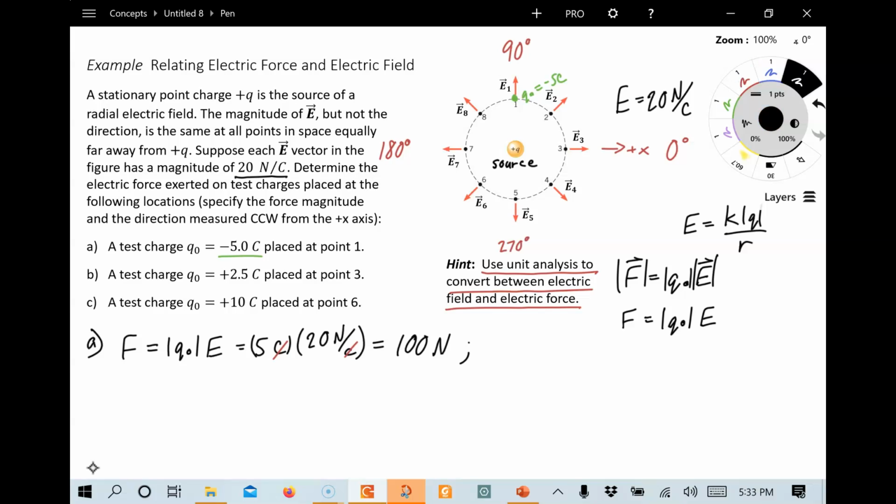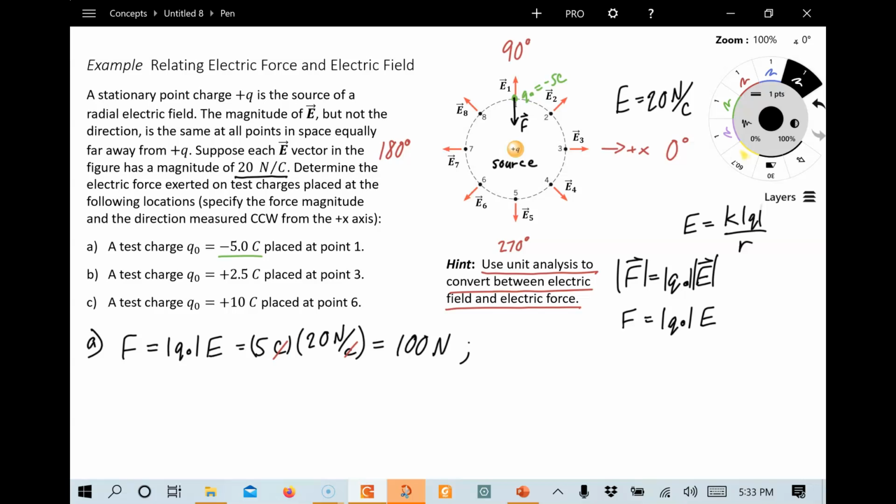Now if I draw the force vector that's acting on charge Q0 at point 1, we know that the source charge is going to attract it, right? It's a negative charge, so it's going to point straight down. That's your force there for part A.